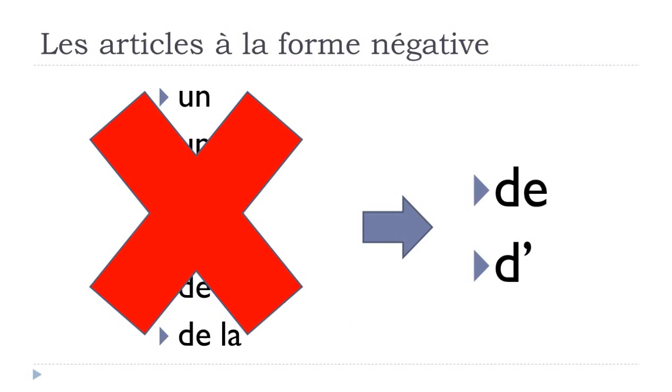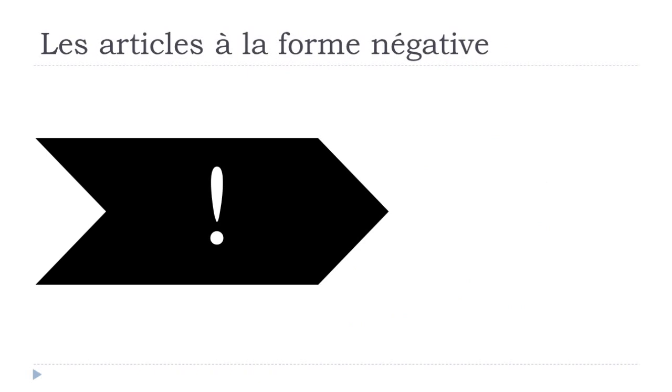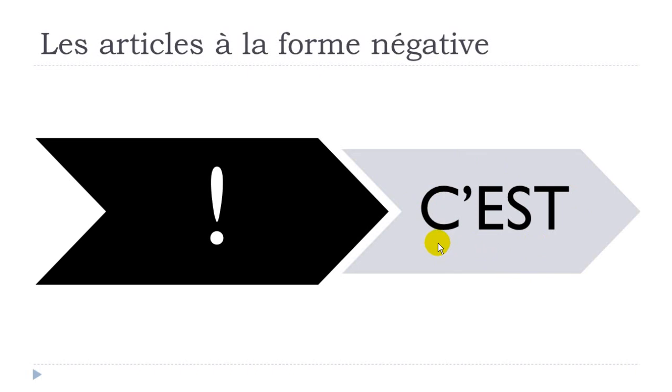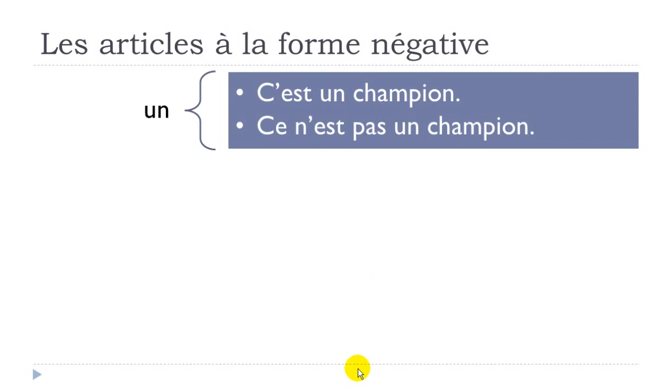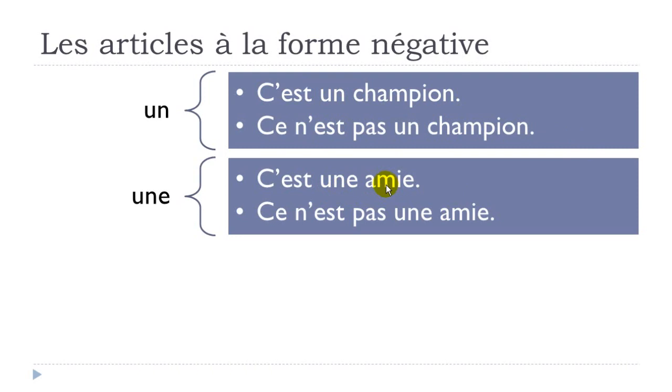But of course, in French, we've got exceptions, and the exception is this structure or this form that we've got, c'est, it is, or this is, okay? So when we use this c'est, we'll see a few examples now. C'est un champion. Okay? Un champion, a champion. So, c'est, this is, it is un champion. And if you want to put the same sentence at the negative form, well, look, ce n'est pas un champion. So, you will keep your article as you had previously here. Un. It doesn't change. Feminine form. C'est une amie. Okay. Negative form. Ce n'est pas une amie.